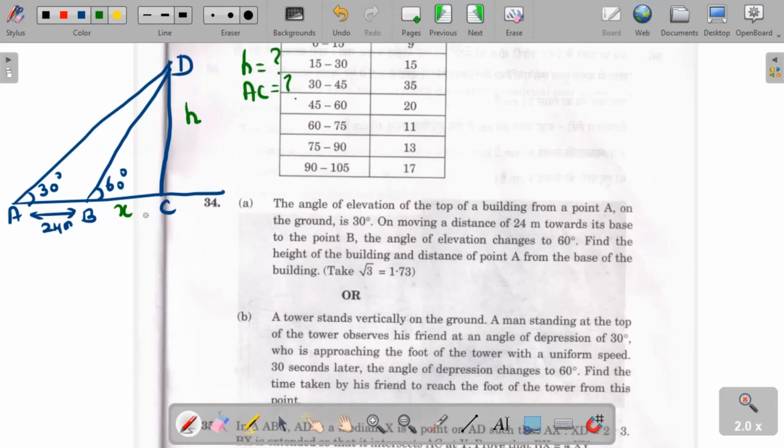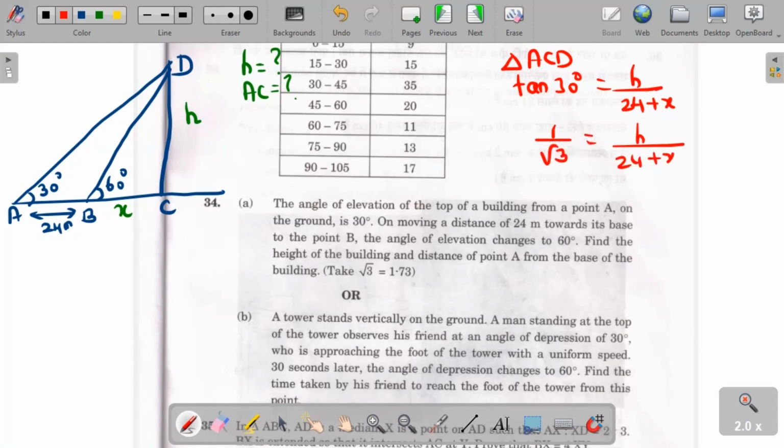So if you compute x, you can simply add it to this. Let's start with the first triangle. So in triangle ACD, tan 30 degrees is equal to h divided by 24 plus x. So 1 by root 3 is equal to h by 24 plus x, or 24 plus x is equal to h root 3. Now we will keep this aside. We will do this process for the next triangle BCD. So in triangle BCD, tan 60 degrees is equal to h divided by x.